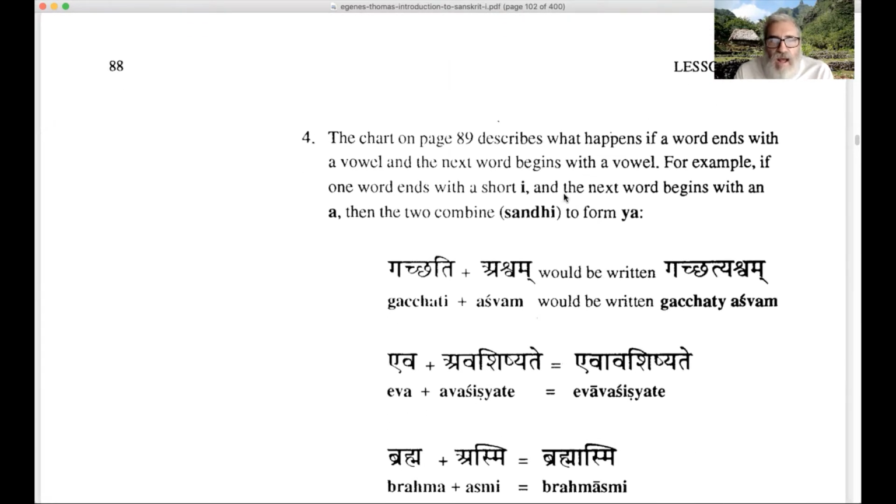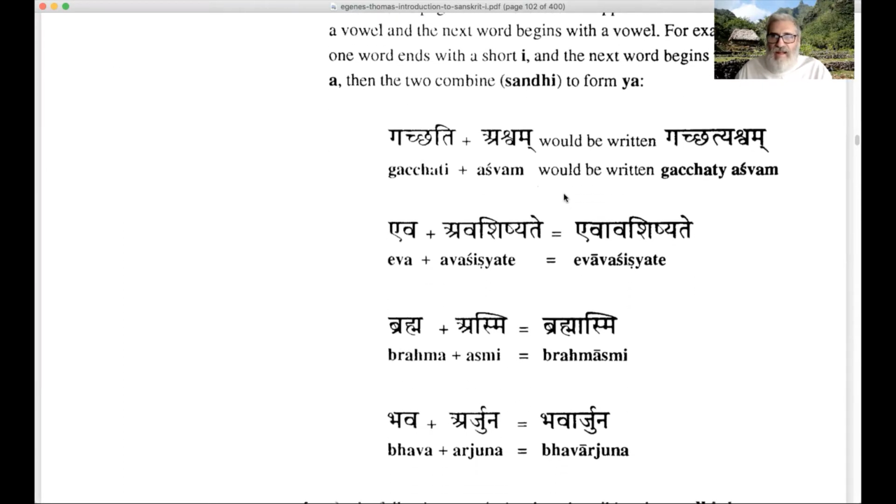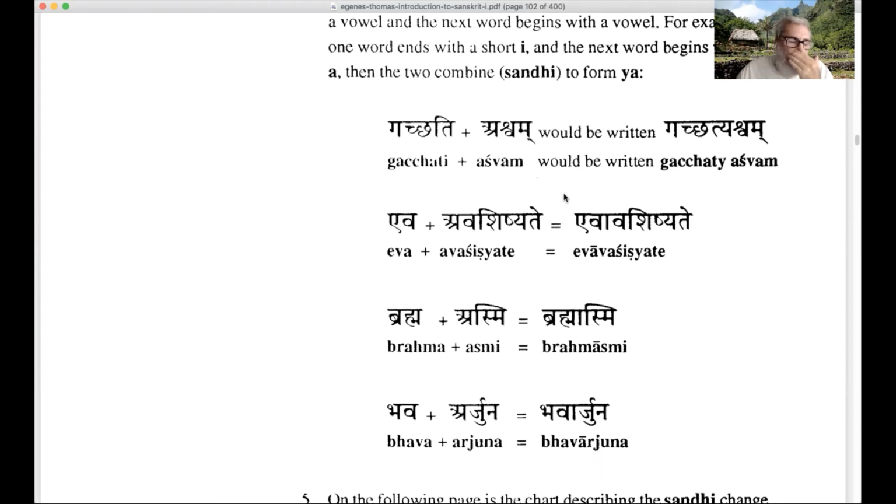Okay, so the chart on page 89, which is the next page, describes what happens if a word ends with a vowel and the next word begins with a vowel. For example, if one word ends in a short I, and the next word begins with a short A, then they combine to form ya, Y-A. Don't freak out at that. That's one of the rules. That's not the first rule we're going to learn. That's not the easiest rule, but that's one of the rules.